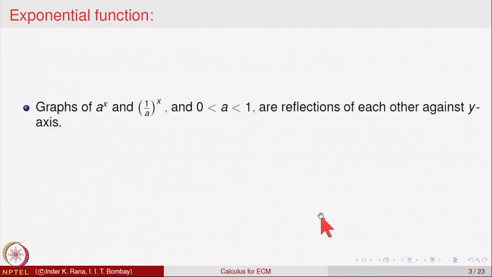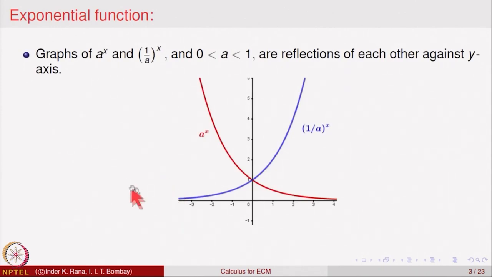Okay. And it's quite clear that the graph of a raised to power x and 1 over a raised to power x are reflections of each other. So if one tries to plot them, this is what it will look like. For a number bigger than 1, this is the blue line, and when a is less than 1, that's why it is written as 1 over a. So for a real number bigger than 1, its power is this blue one, and if it is less than 1, non-negative of course, then it is this. So they are reflections, and at 0, the values for both are equal to 1.